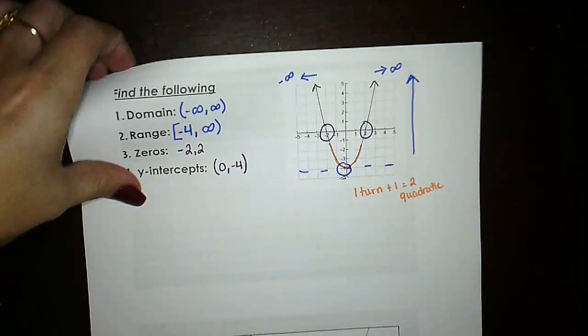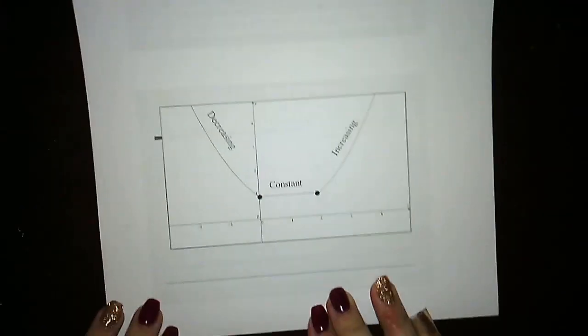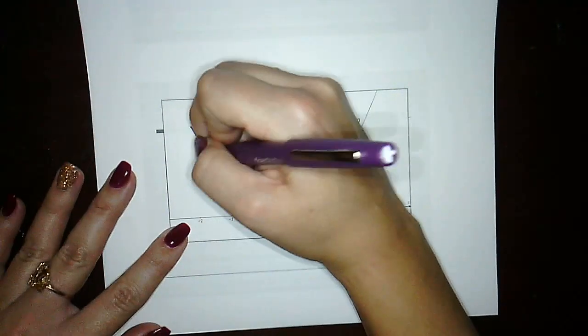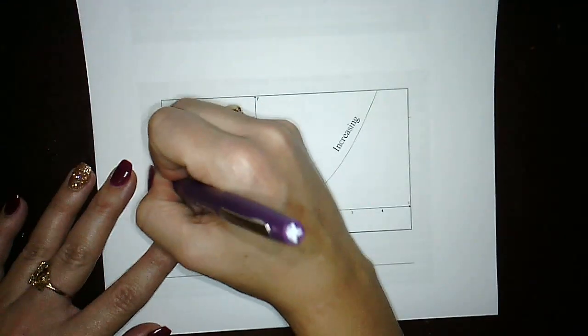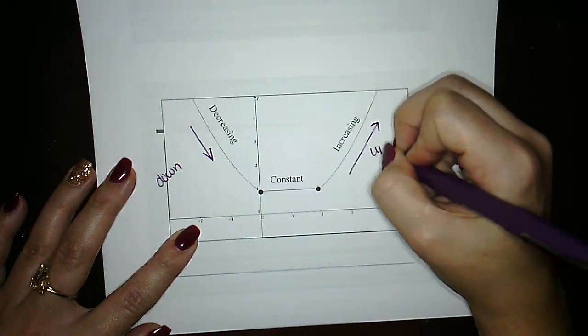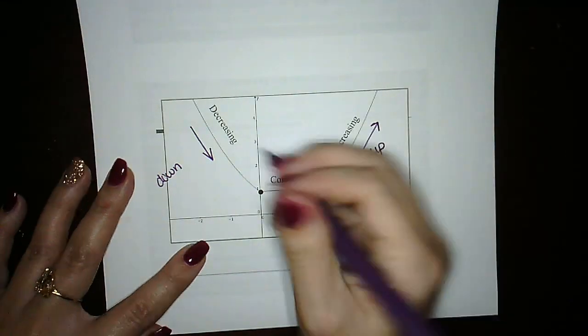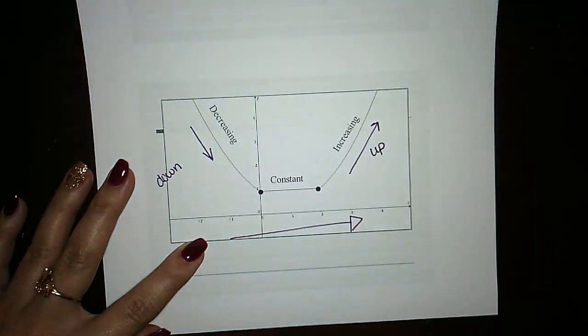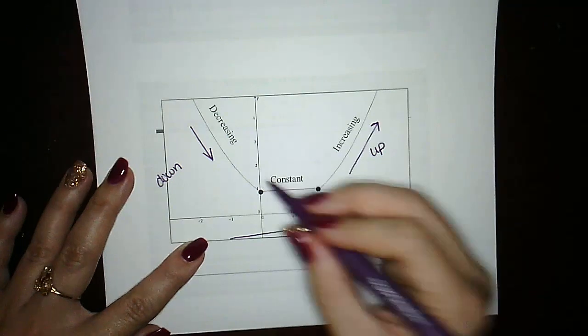All right, another thing we're going to discuss is your intervals of increasing and decreasing. So decreasing, meaning it's going downhill. Increasing, meaning it's going up. And so you again read it left to right. Think about an ant walking on your graph. And then a constant is where it's neither decreasing nor increasing.